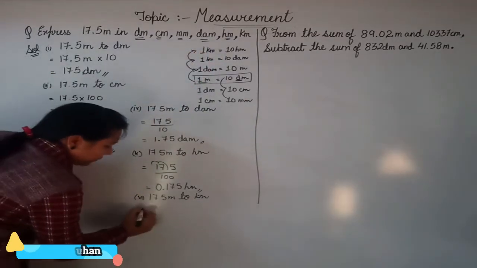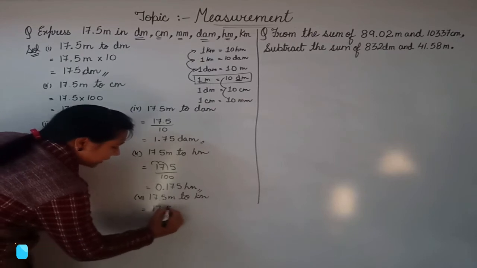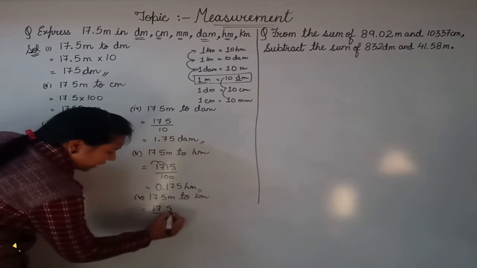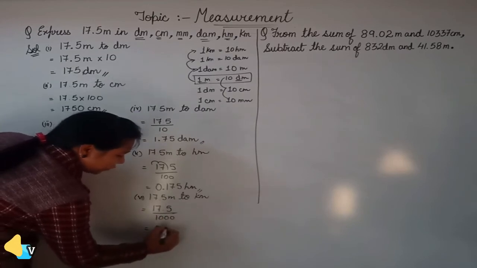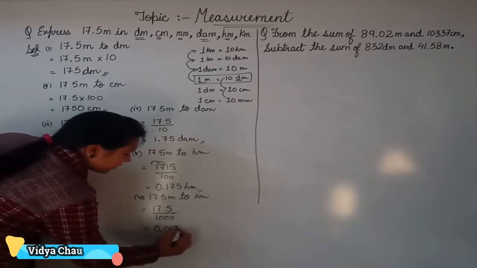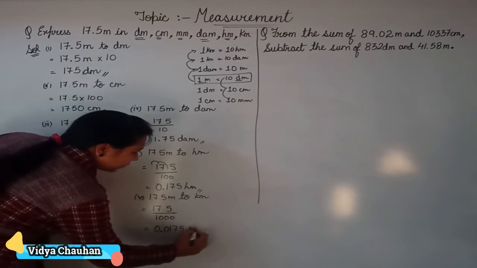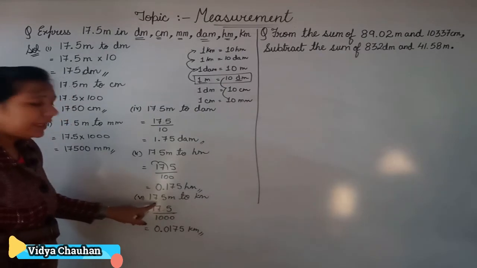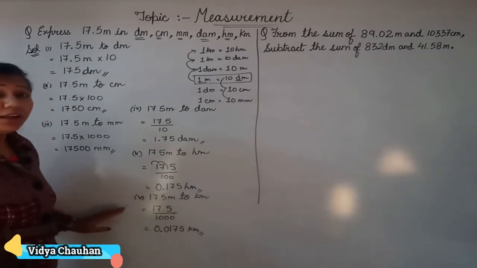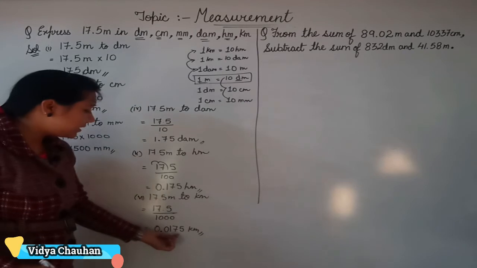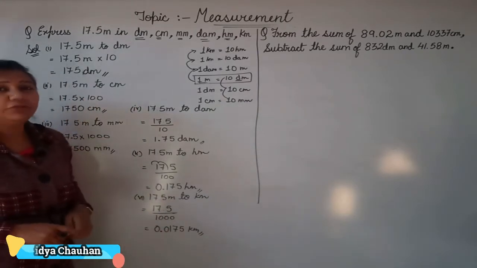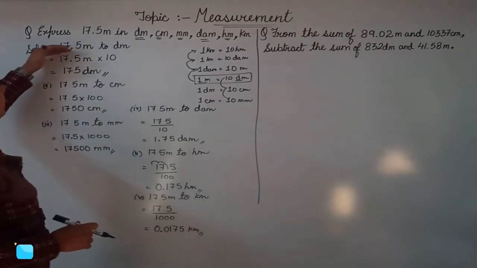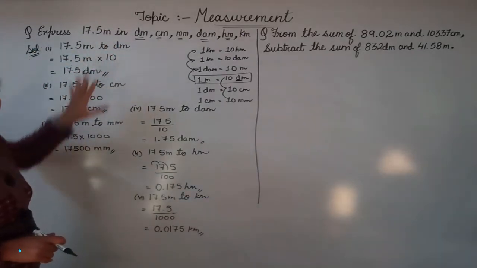So now by which value are we going to divide? Yes, now we will divide by 1000. When you divide it by 1000, you'll get 0.0175 kilometers. Since there are 3 zeros, that means the decimal will take 3 jumps towards the left-hand side. So that will be 0.0175 kilometers.